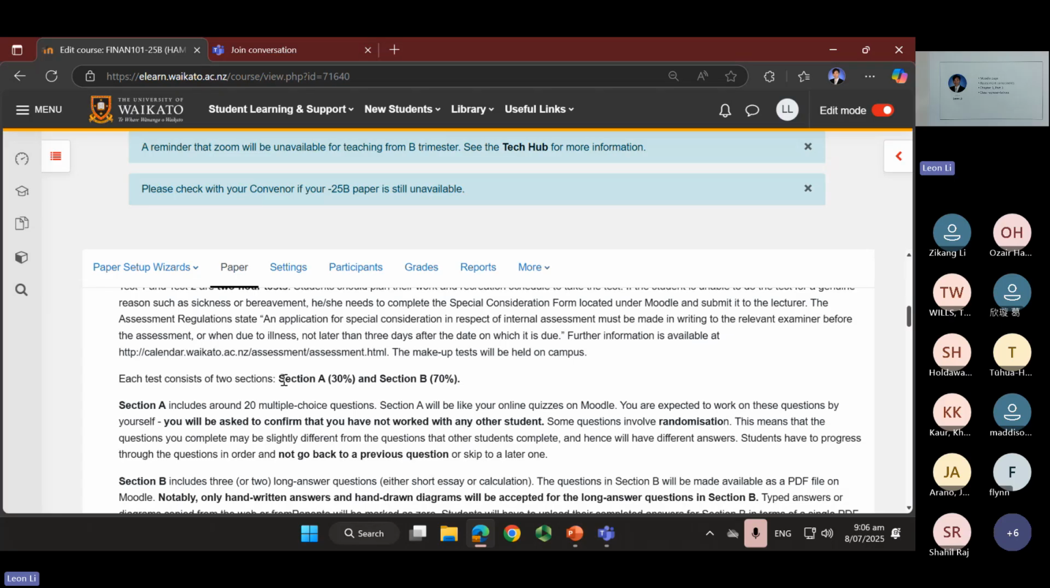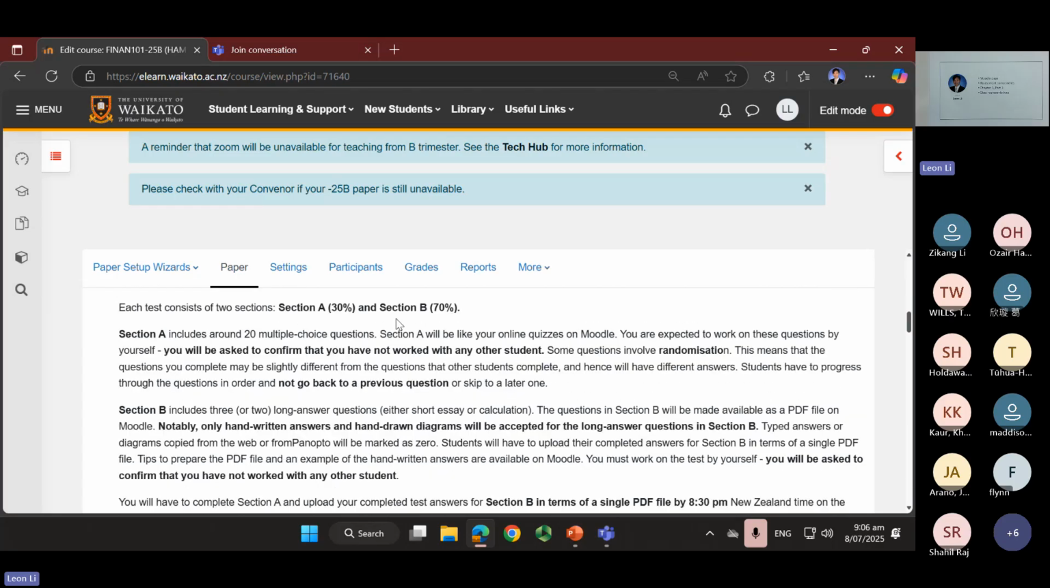All right? But I'd like to highlight session B. Session B will include 3 long answer questions. Right? And students, you need to handwrite your answer and hand draw the diagram. It's very important. In finance, I always use the diagram to show the students the intuition behind the financial formula or financial equation. Right? It's very important.